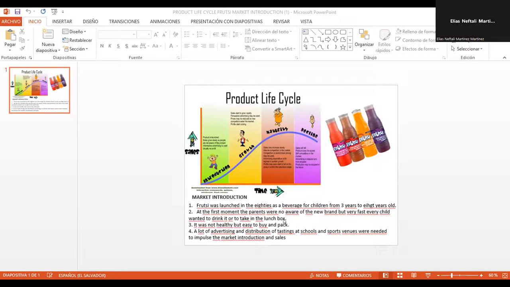The reasons for the decline were mainly two: the loss of public interest and a big number of competitors, like Jugos del Valle, Teleton, and other sodas. The brand still exists in the market because it was sold to Industrias La Constancia, Coca-Cola, in 2006. Thank you.